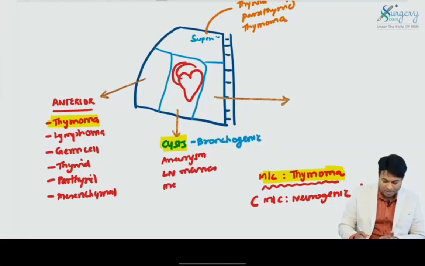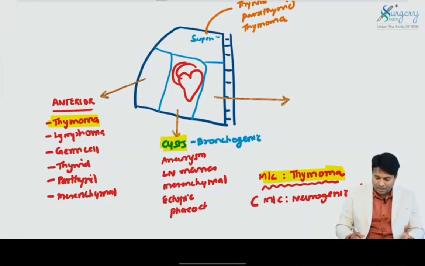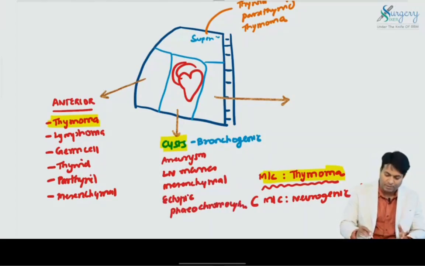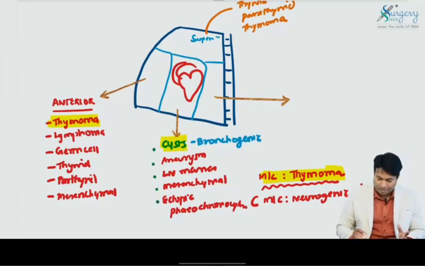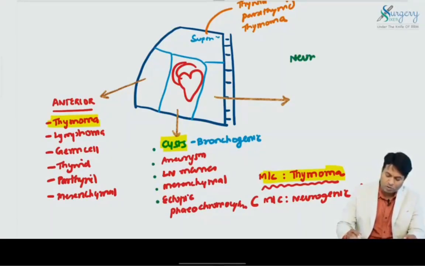Then the mesenchymal tumors, and ectopic pheochromocytoma. Naturally, ectopic pheochromocytoma will be seen along the sympathetic chain, so it is also seen in this mediastinum. So: cyst, aneurysm, lymph node mass, mesenchymal masses, ectopic pheochromocytoma. In the middle mediastinum, the most common is cyst. In the posterior mediastinum, the most common is neurogenic tumors, and meningocele.